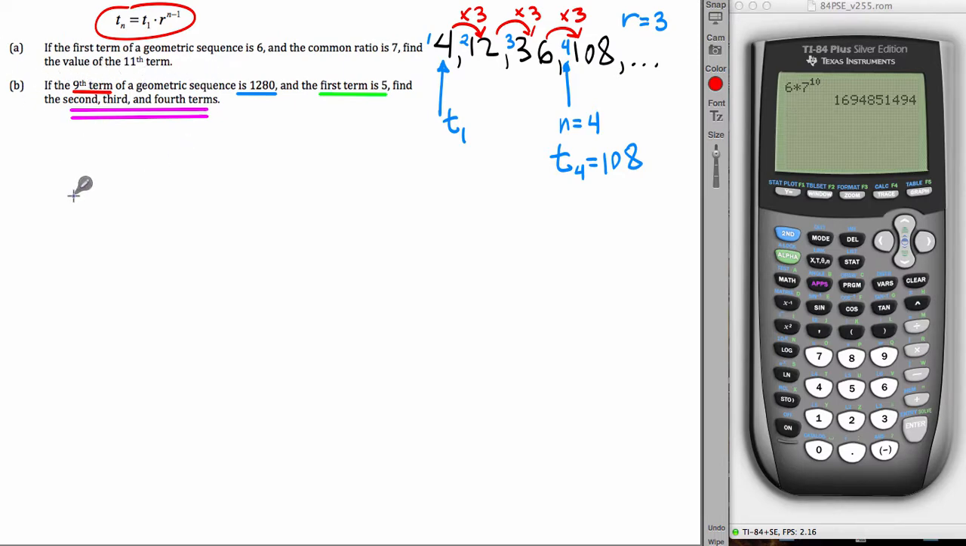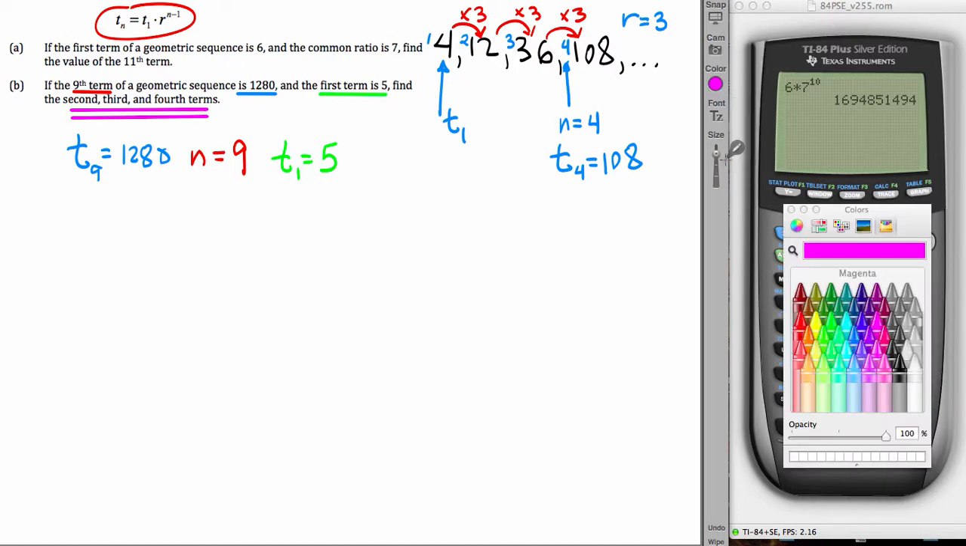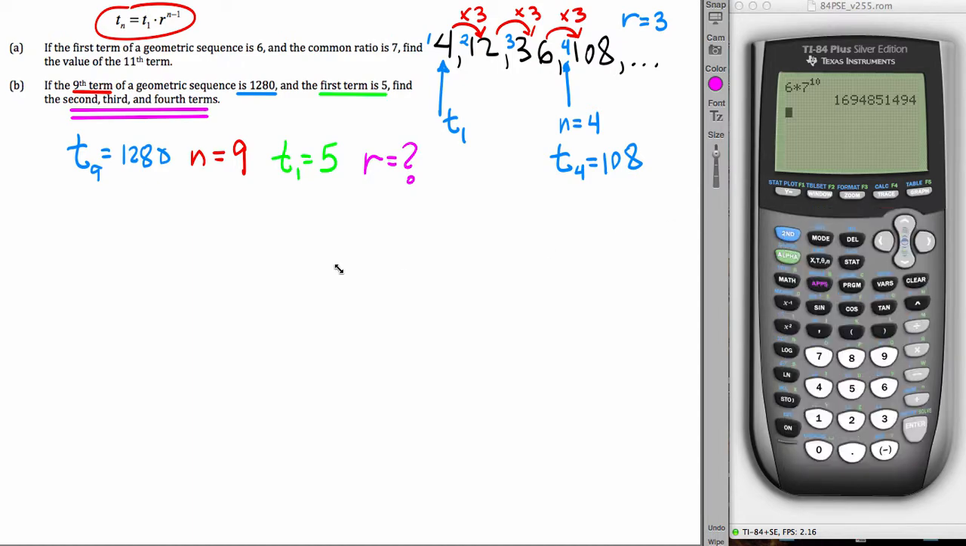If the ninth term is 1280, that's telling us that term number 9 is 1280. And going back to the fact that it's the ninth term, that's telling us that n is equal to 9. The first term, so that's T sub 1, is 5. And it's kind of obvious that what we don't know in this problem is the common ratio. If we know that, that will enable us to find the second, third, and fourth terms.